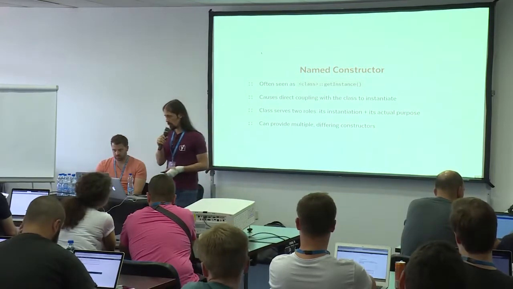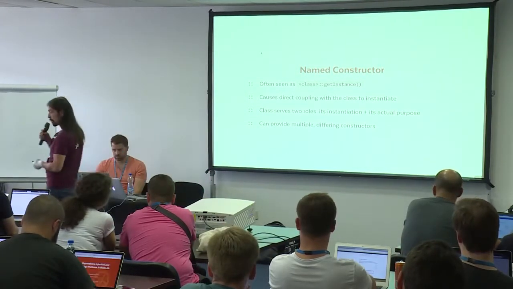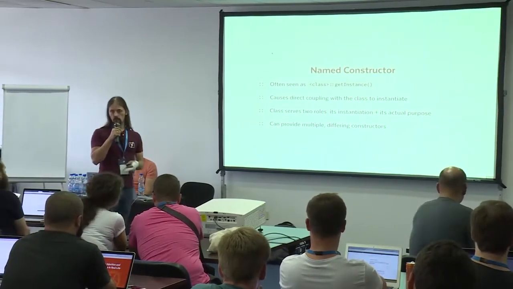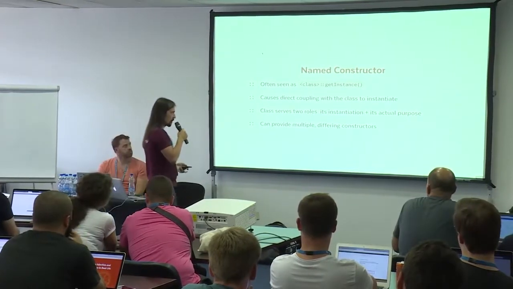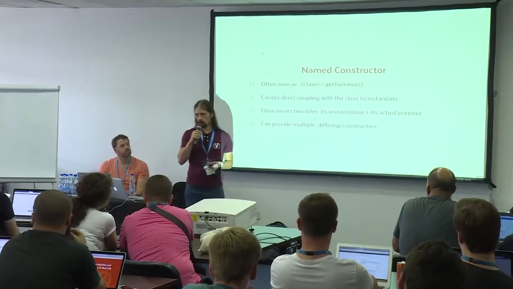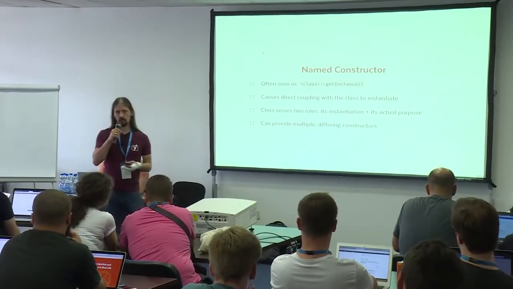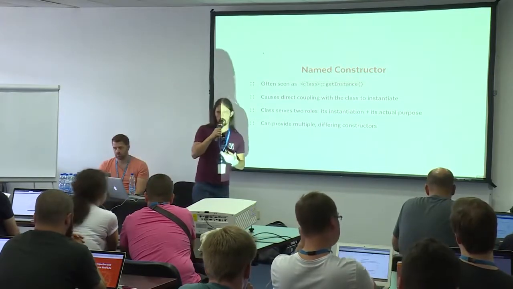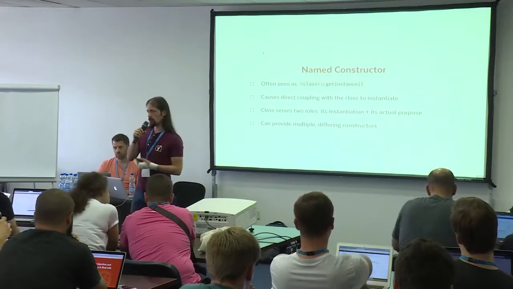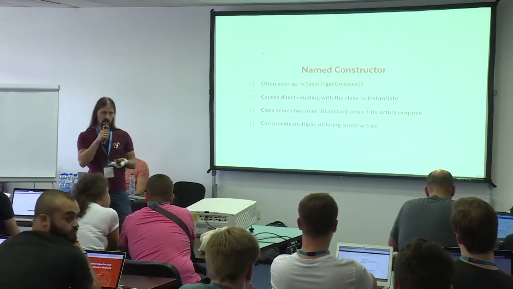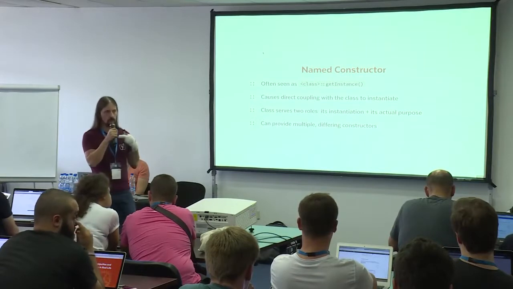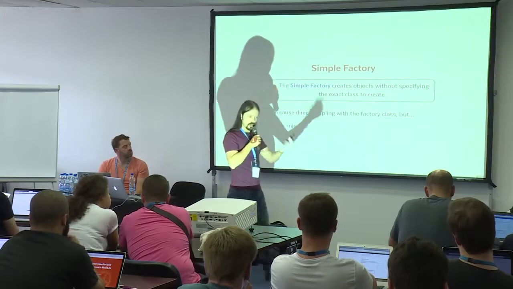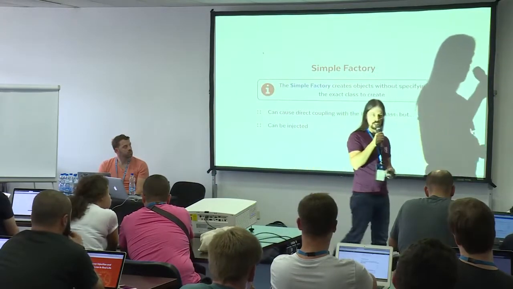A step forward from using the new keyword is using named constructors. So instead of having the new keyword and one default constructor, you can have multiple constructors that create maybe multiple variations of an object, or maybe you have different arguments to create that object. That allows you to have more control over how something is instantiated and maybe automate some steps or do some validation, etc.